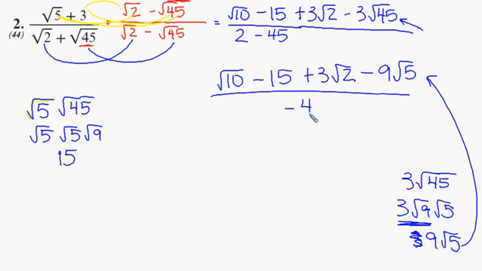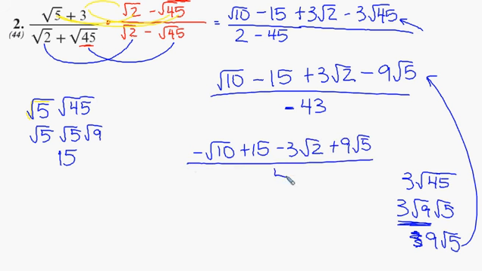over negative 43. Now, I've told you this before, but it's not so very proper to have a negative in the denominator by itself. So what I'm going to do is go through and essentially multiply everything by negative 1. So that gives me negative square root of 10 plus 15 minus 3 times the square root of 2 plus 9 times the square root of 5, all over 43.